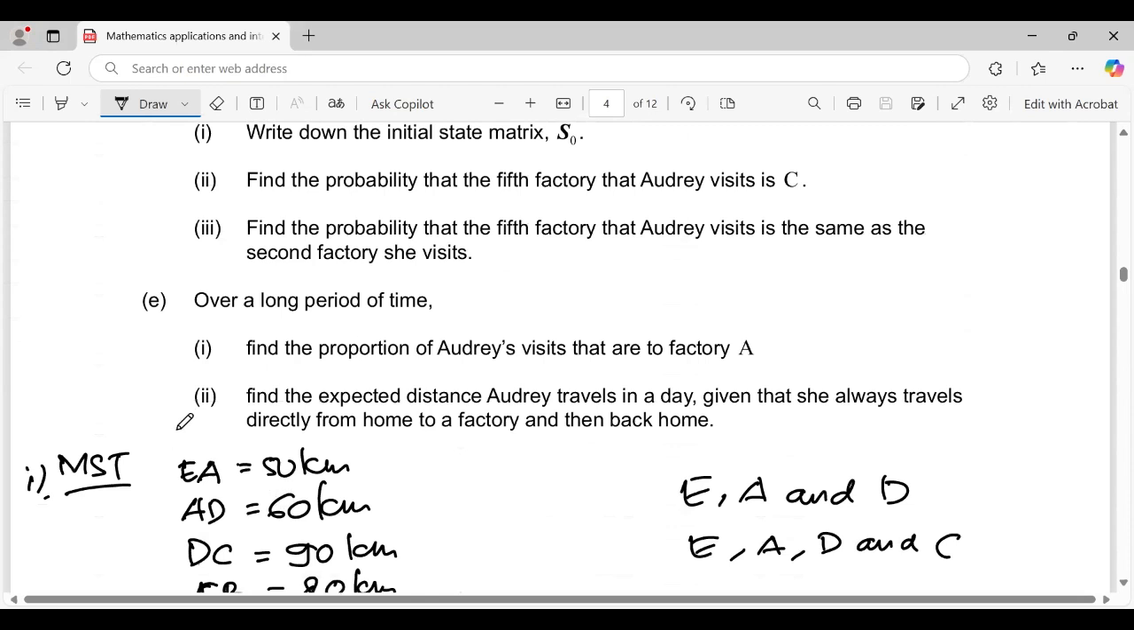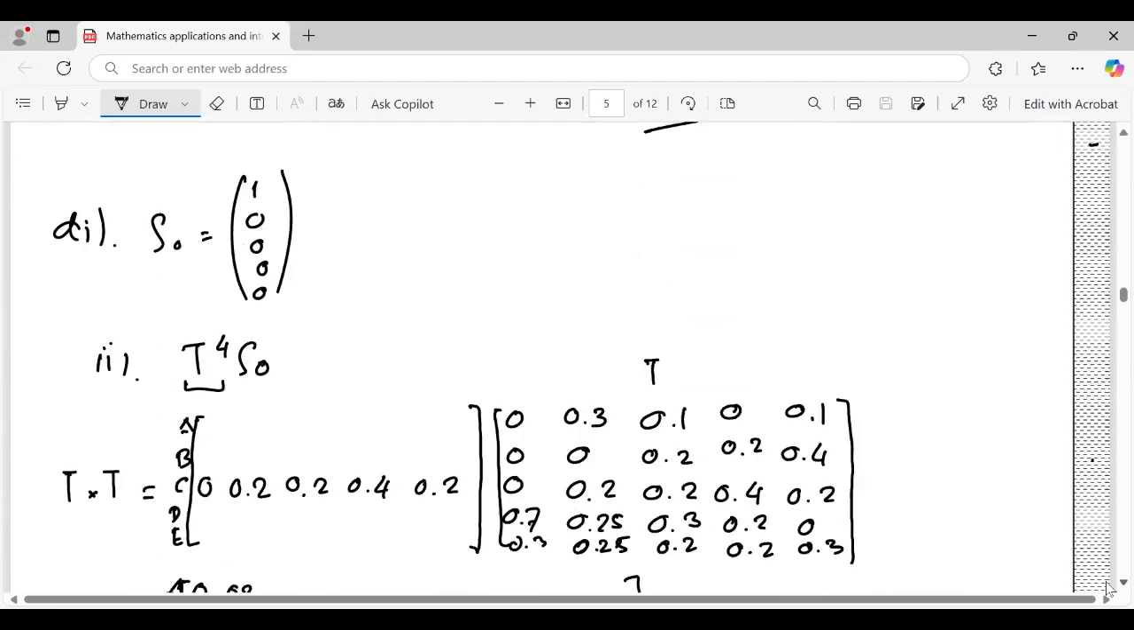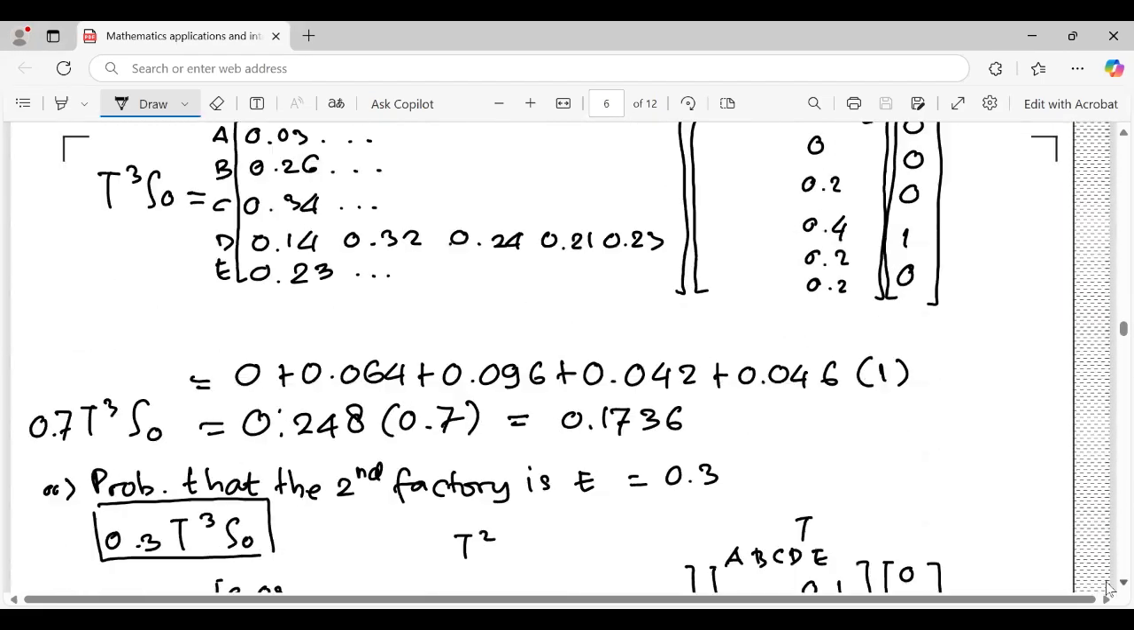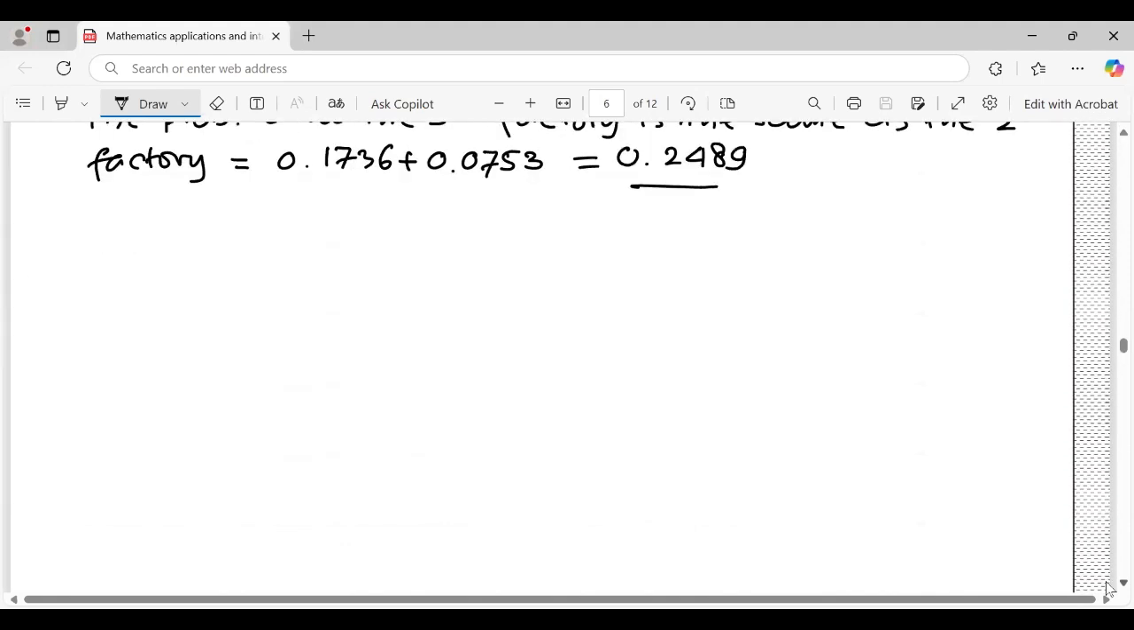Next question. Over a long period of time, find the proportion of Audrey's visits that are to factory A. Find the expected distance Audrey travels in a day, given that she always travels directly from home to a factory and then back home. Okay, E part 1.